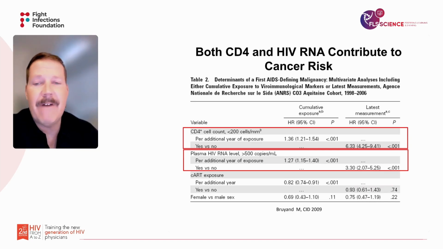And they again did find that CD4 count was important for many of the cancers, and there was an association with a higher incidence of the AIDS-defining malignancies with lower CD4 count. But interestingly, they found that plasma HIV viral levels were independently associated with the risk of developing cancer. And so that is suggestive of potentially a direct role of HIV in contributing to cancer risk.